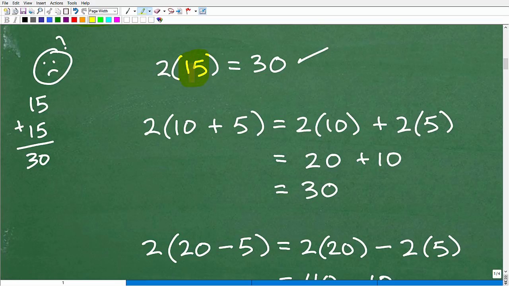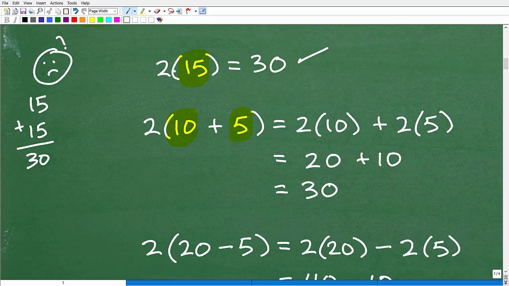Let's break 15 up. Let's rewrite 15 differently. Now, how can I express 15 differently? There's a number of different ways we can do this. Let's take 15 and write 15 as 10 plus 5. Okay, so 10 plus 5 is the same thing as 15, right? So 10 plus 5 is 15.